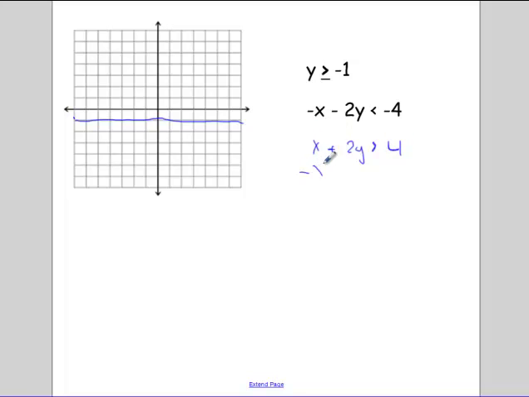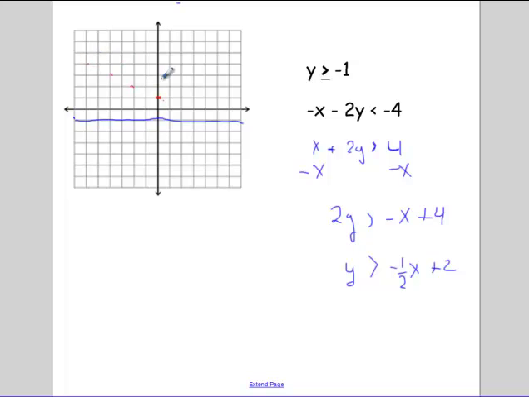Subtract x from both sides. So I have 2y is greater than -x plus 4. Divide by 2. Y is greater than -1/2 x plus 2. Think about that slope. That's a -1 right there, even though there's no -1 written, you divide by 2. It's -1/2. So we have, let's see, y-intercept at 2, and slope up 1 over 2.